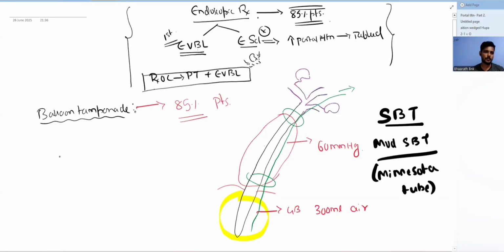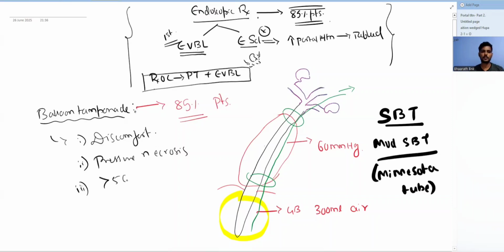But the problems with this balloon tamponade is one, discomfort, right, to the patient. And second is pressure necrosis. At 12 hours, if you don't deflate it, forget to deflate it, it will lead to the pressure necrosis. But the problem is when you deflate it, more than 50% of these patients will rebleed again. So these are some of the problems with the balloon tamponade. Nevertheless, when endoscopic therapy has failed, it is a very good adjunct till the patient gets hemodynamically stable.